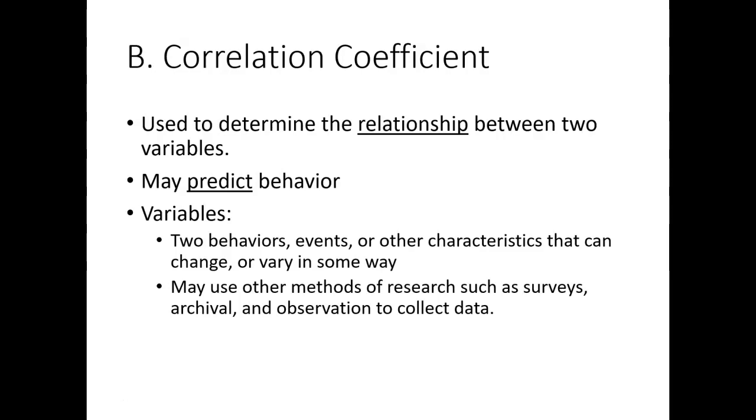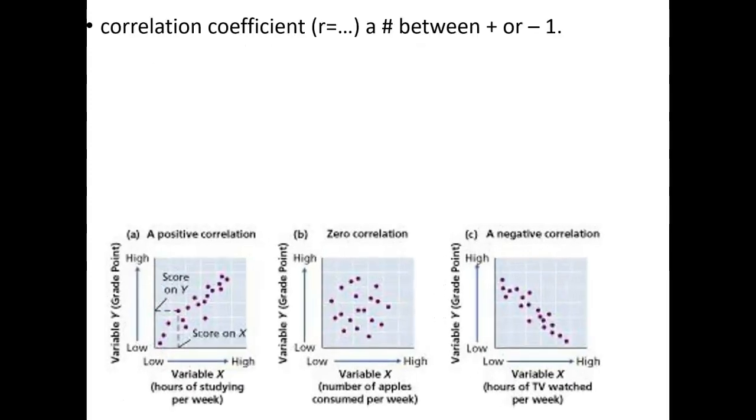Now, psychologists might use other methods of research, such as surveys, archival research, etc., to collect their data, and then they plot them on a scatter plot. The main thing to remember about the correlation coefficient, or correlations in general, is they are not causation. They do not equal causation.